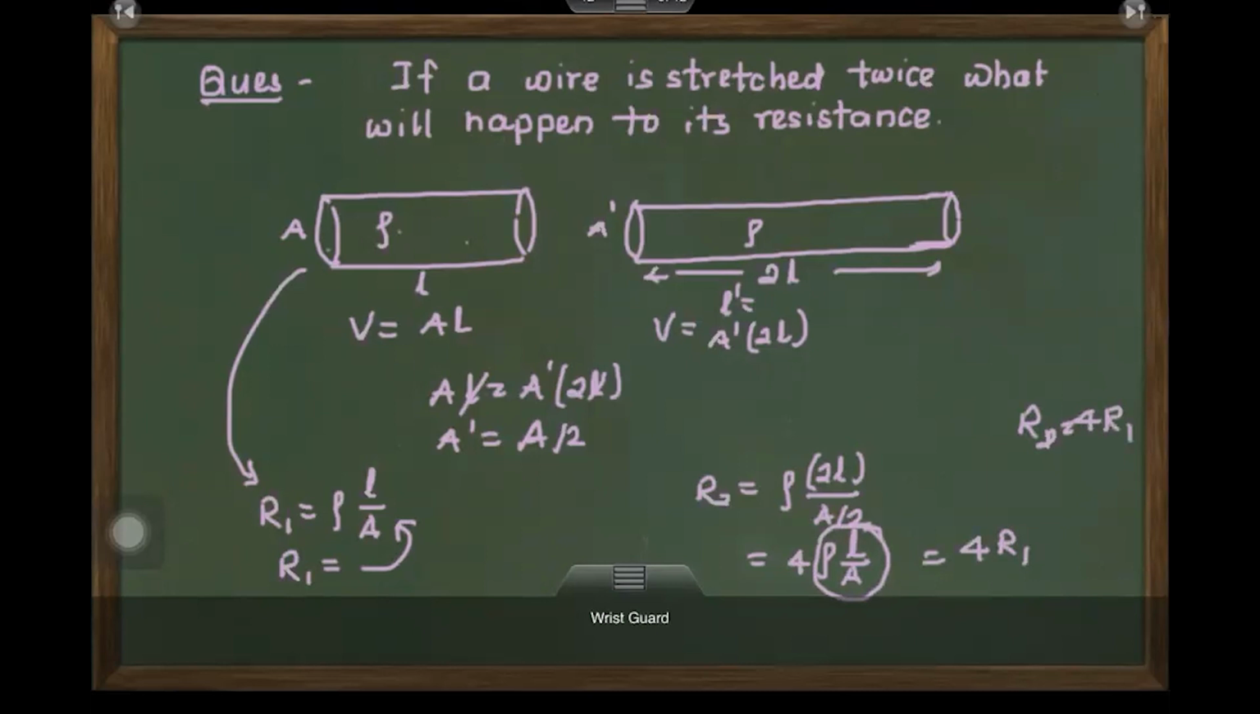So you can make it one rule. If somebody is saying that you are stretching a wire up to thrice its length, then its new resistance will be 9, that is 3 square. If somebody is saying 4 times, then the resistance will be increased 16 times. Okay. So that is all for today's topic.